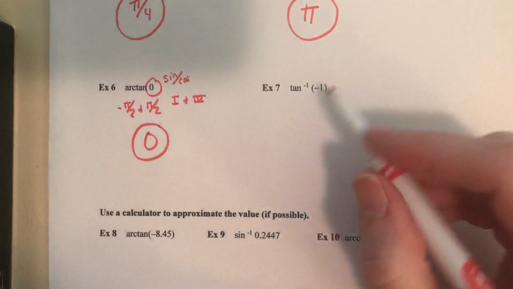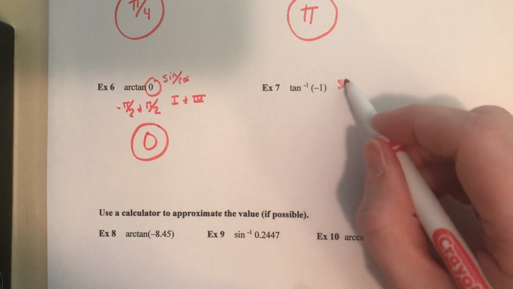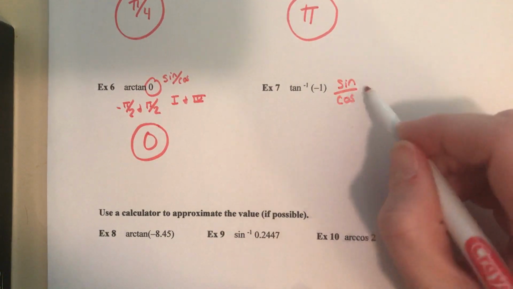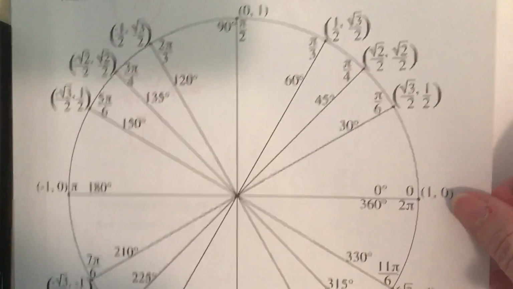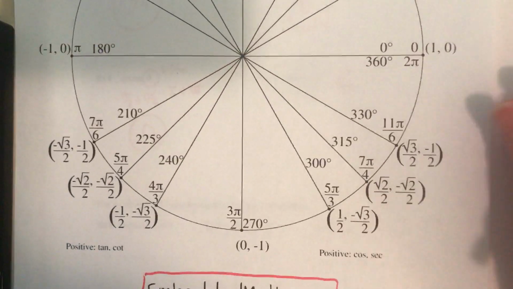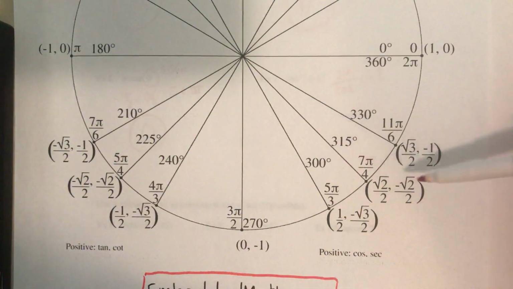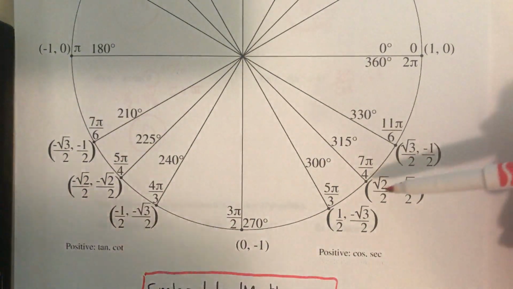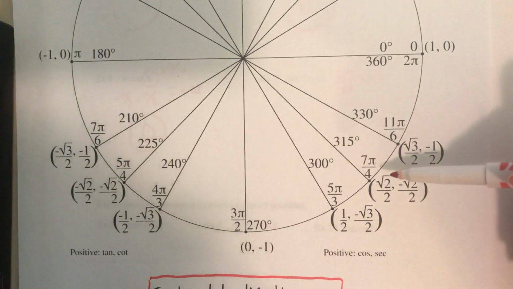Okay, number 7, tangent inverse of negative 1. So I'm looking to see where sine over cosine equals negative 1. And I'm just looking in the first and fourth quadrant again. So if it's negative, it's got to be in the fourth quadrant. If I divide sine by cosine, negative root 2 over 2 divided by root 2 over 2, I get negative 1. So it's got to be 7 pi over 4.